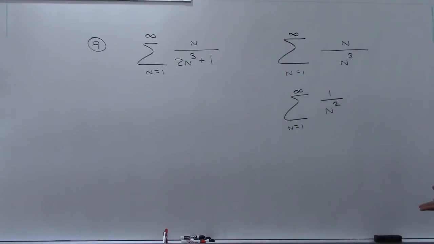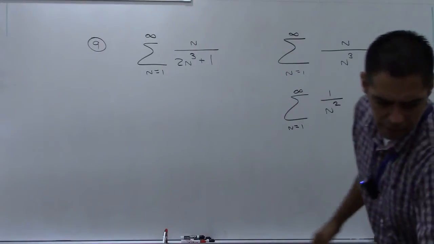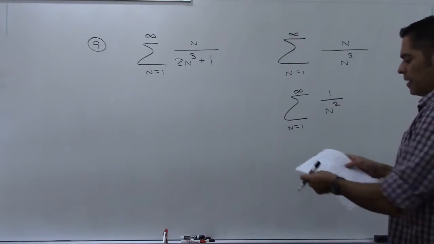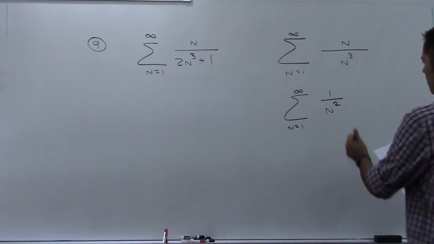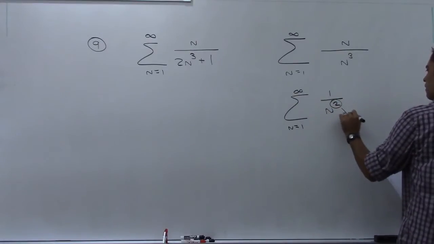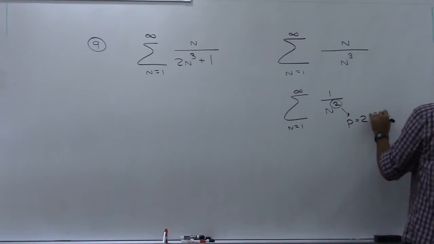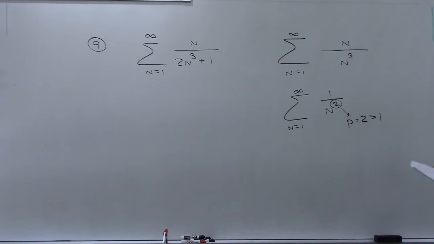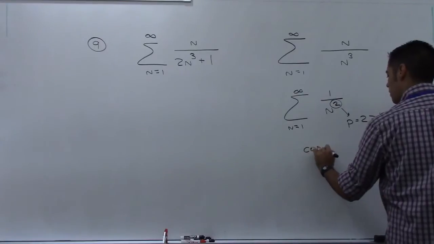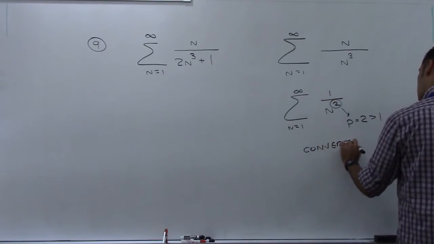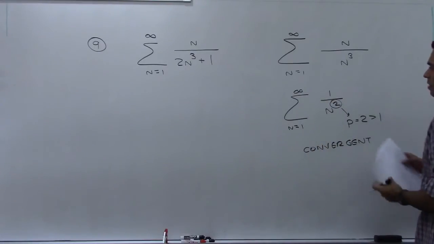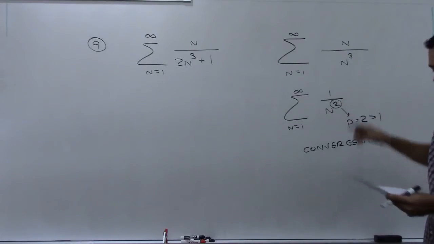And I know what this series does because if we look at our sheet, this is a p series where the p here is 2, which is greater than 1. And if the p is greater than 1, then it will converge. So this is a convergent series. This is what I want to compare that one to.